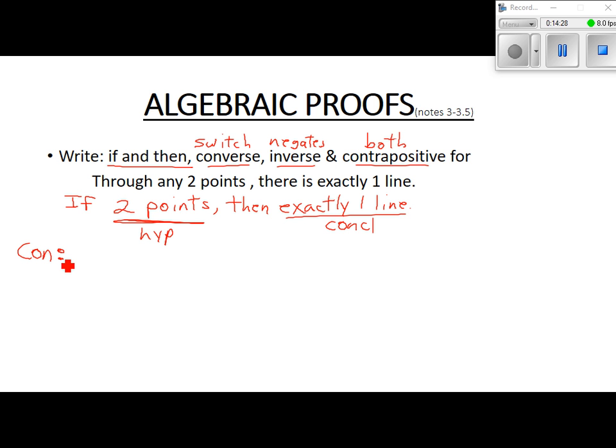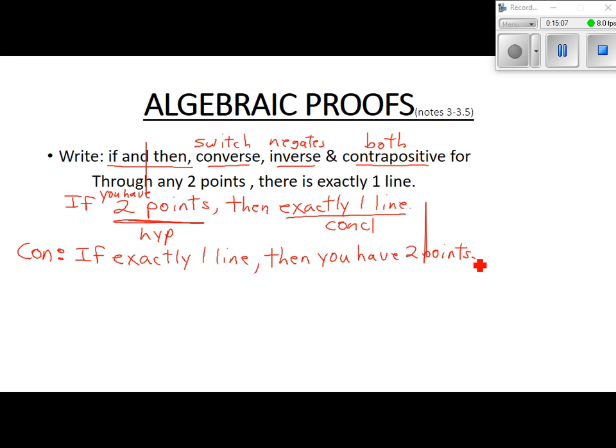So what's the converse? If exactly one line, then any 2 points. If exactly one line, and I probably should put if to make it make more sense. If you have 2 points, right? That way, when we switch it around, so if exactly one line, then what do we know? And there's 2 points. You have 2 points. Ignore the stray marks going up.